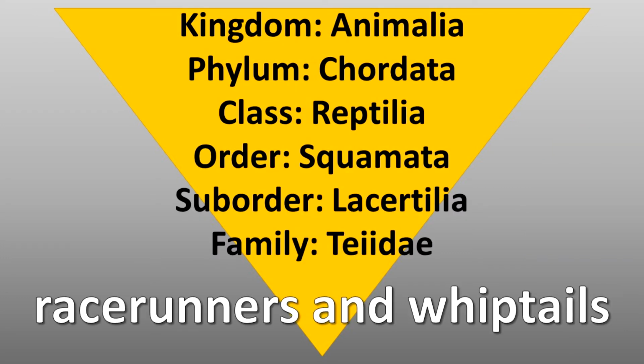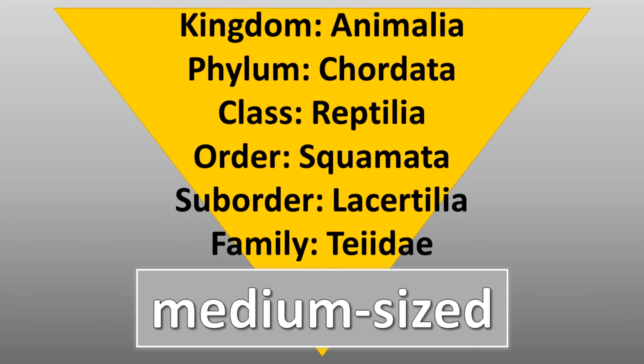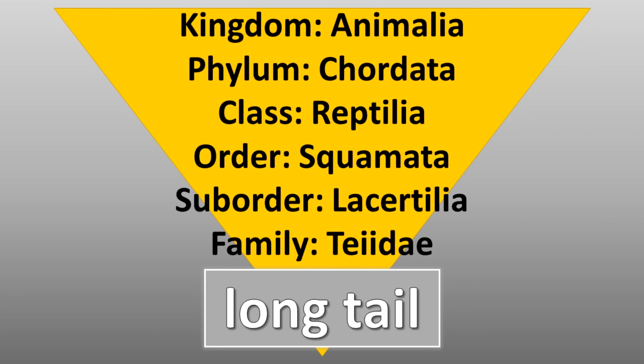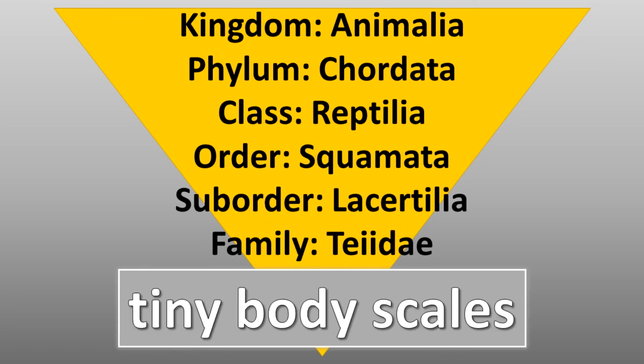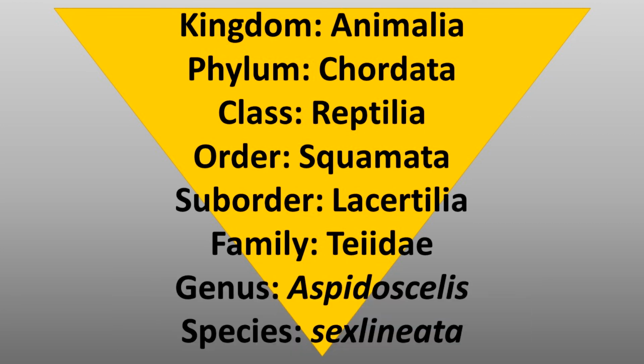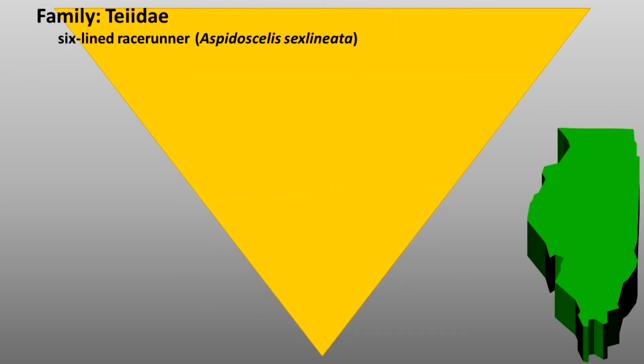Members of the family Teiidae are racerunners and whiptails. These species are medium-sized lizards. They have a long tail. The scales on the body are tiny. Illinois has 1 genus and 1 species in this family. The 6-lined racerunner resides in Illinois.